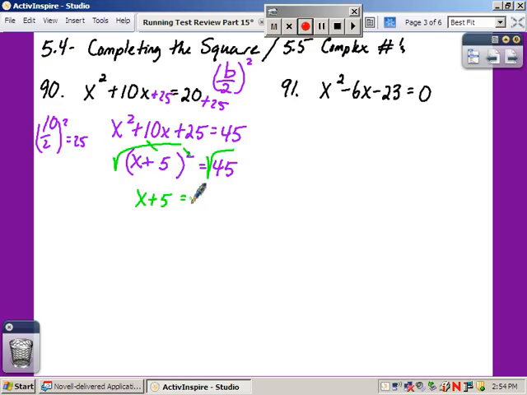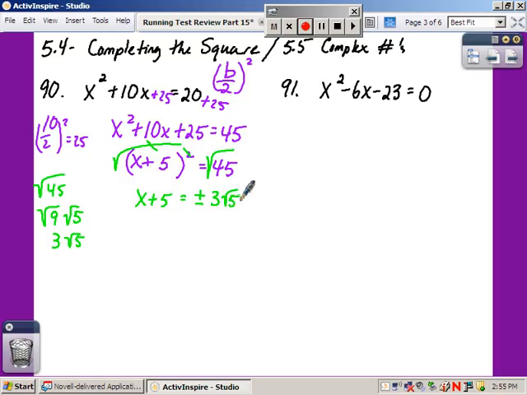And so we have x plus 5 equals the square root of 45. So I'm going to simplify that square root of 45 over here on the side. I'm looking for the biggest perfect square that goes into 45. In this case, it is 9. 9 times 5. Square root of 9 is 3, and square root of 5 is left over. So my simplified version of this is plus or minus 3 square root of 5.